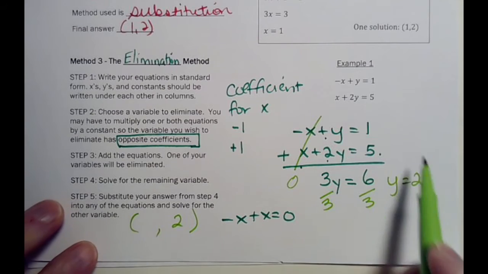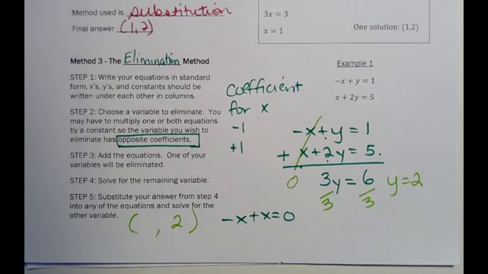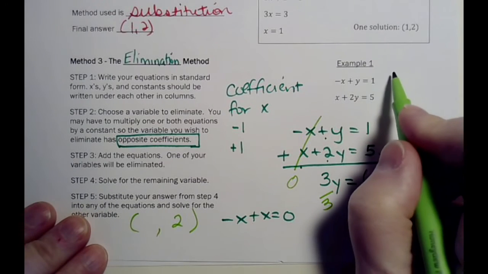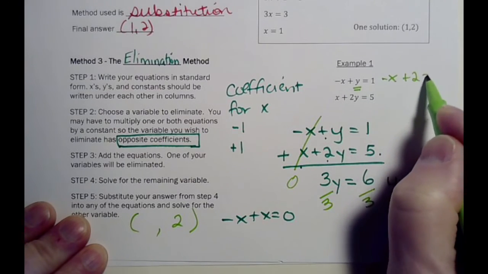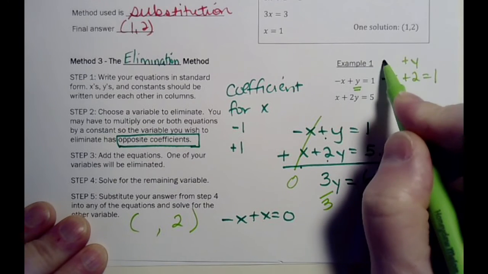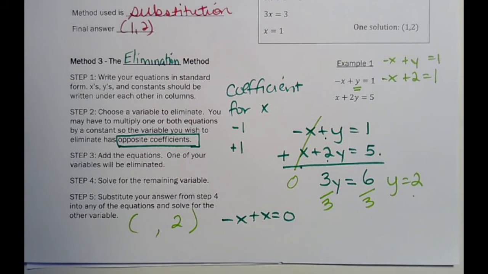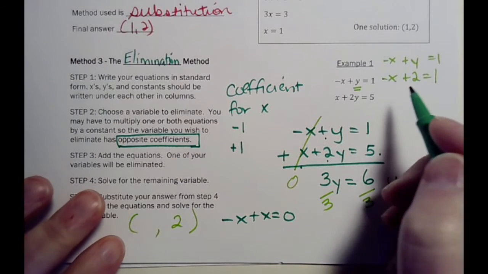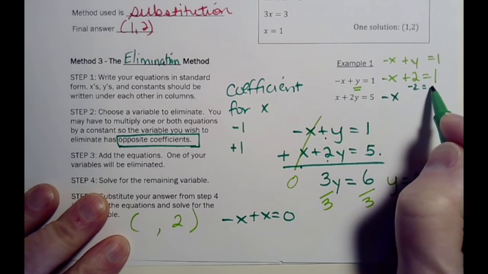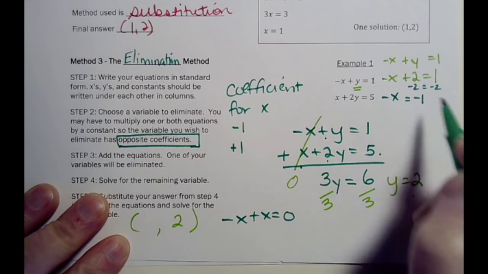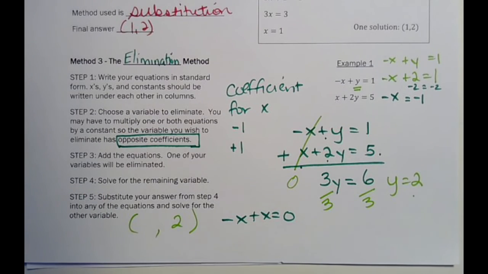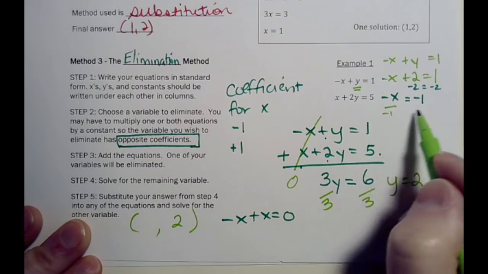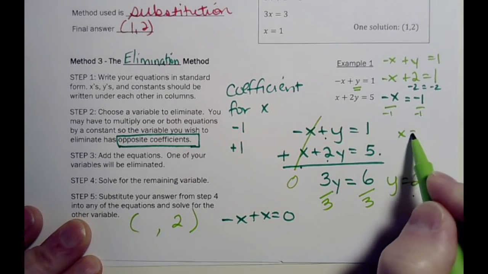Okay, so now I'm going to take this 2, and I can go to either of those two equations to find out what x is. I'm going to use the first equation because that's going to be the easiest one to do. So I've got negative x, plus 2 equals 1, because y is 2. And so I have negative x plus 2 equals 1. So I'm going to subtract 2 from both sides, and get negative x equals negative 1. Remember, we cannot have a negative x in our answer, so we have to divide both sides by negative 1, or multiply by negative 1 if we want to do it that way. And we're going to get x is positive 1.